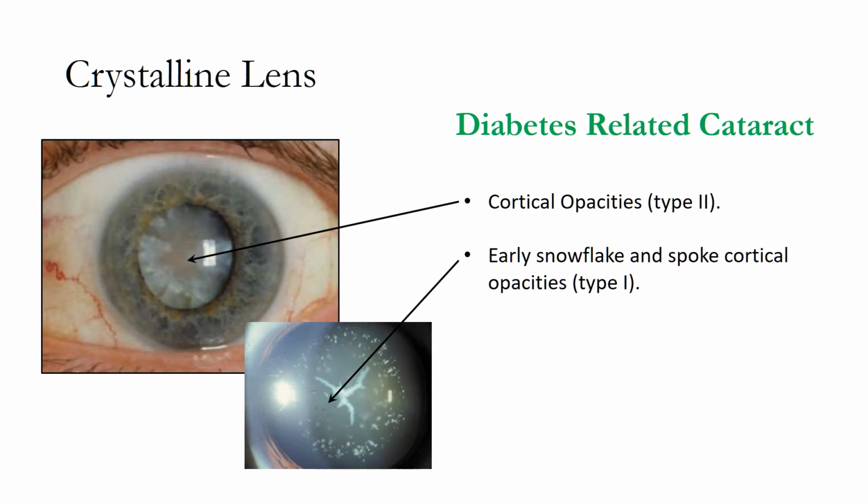These are two examples of a diabetes-related cataract. In early stages, cataracts are sometimes reversible when optimal blood glucose levels are achieved. Reversibility of cataracts diminishes with time and in the presence of hyperglycemia.